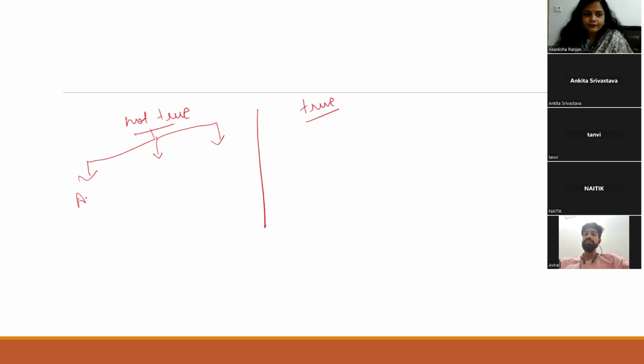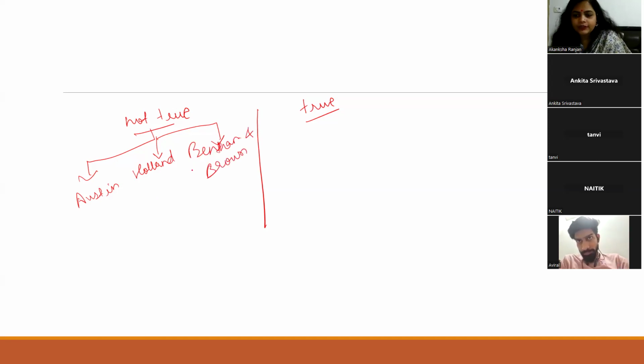So here, Austin, Holland, and Bentham and Brown. They have said that international law is not true law at all.